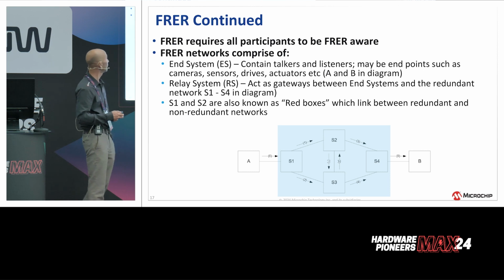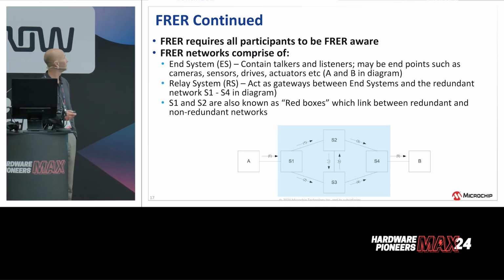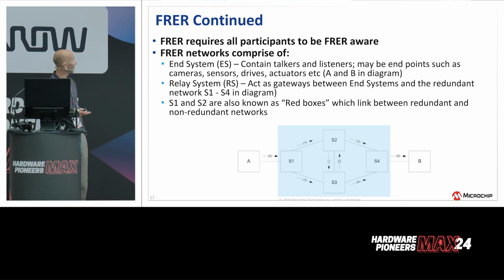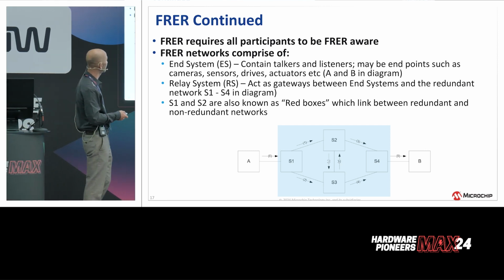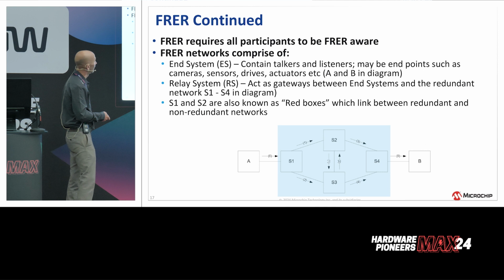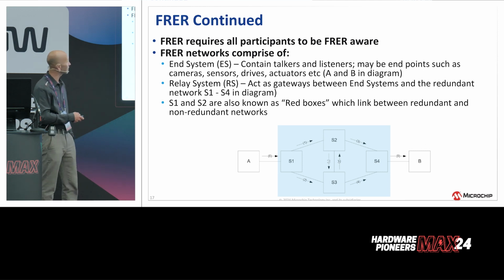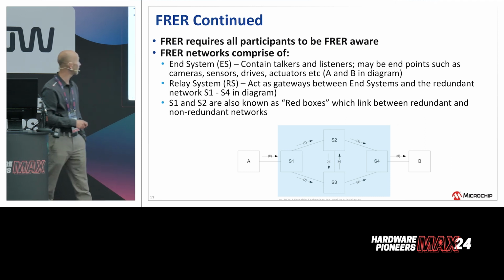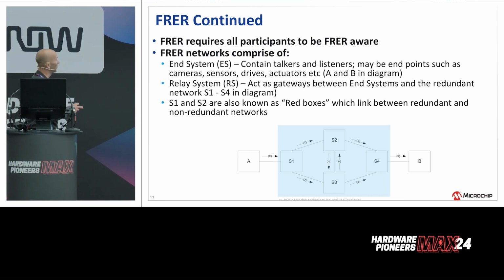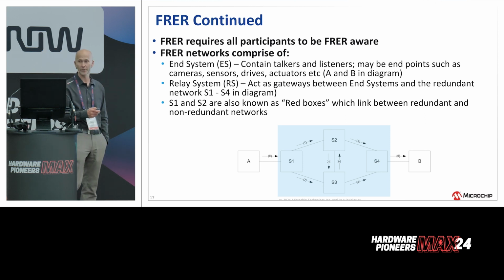FRER requires all participants to be FRER aware. FRER networks comprise the end system, the ES. This contains talkers and listeners, maybe endpoints such as cameras, sensors, drives, actuators. So we're talking about A and B in the diagram, either side of the central blue box. We then have a relay system, which is the blue box, and this acts as a gateway between end systems and the redundant networks S1 to S4.